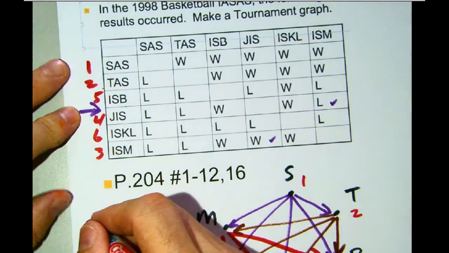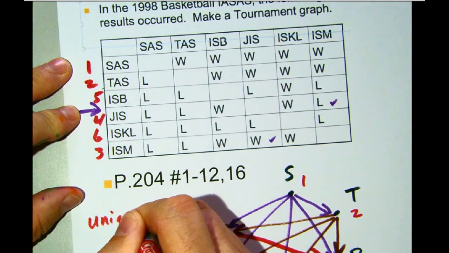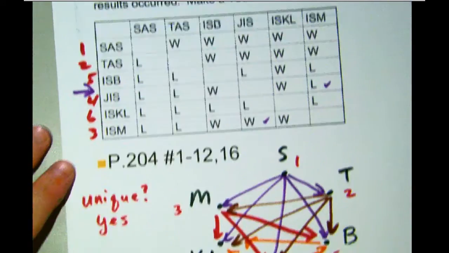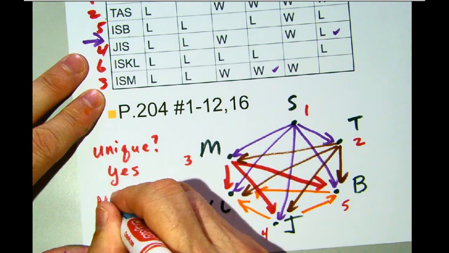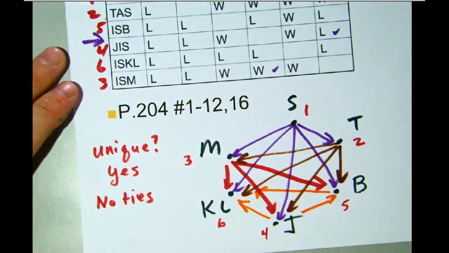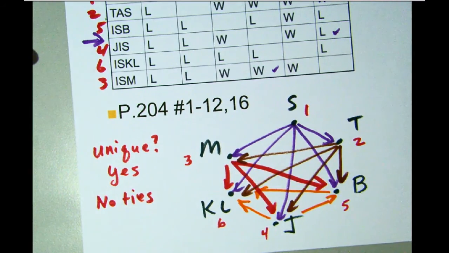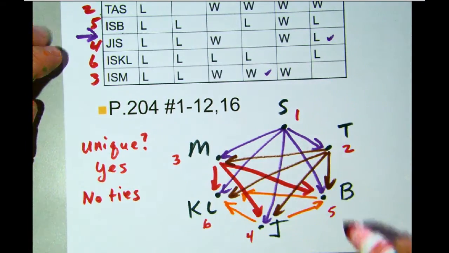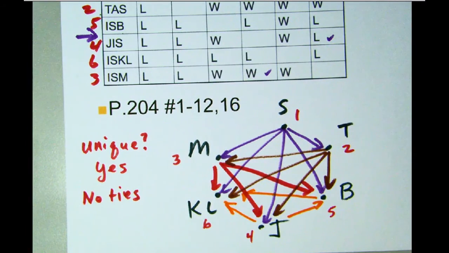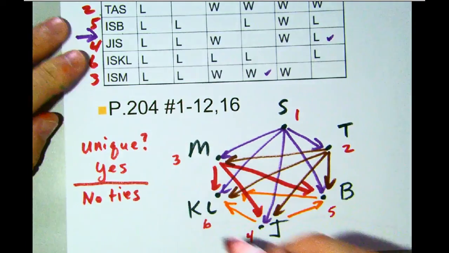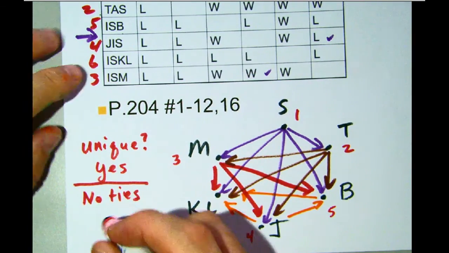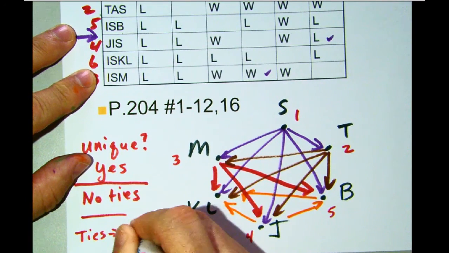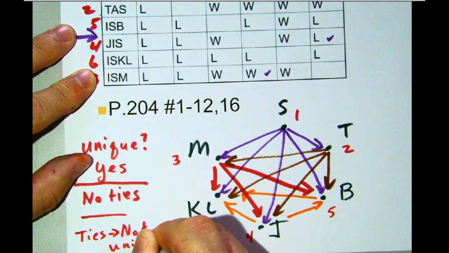Now we say something else, we say unique. Is this unique? This is yes. Why is it unique? It's unique because there are no ties. There's only one path that we have, and there are no ties. If there's a tie, then I could maybe zip around this thing a different way. So what happens is that if you ever have ties, then it means that you are not unique. Okay?